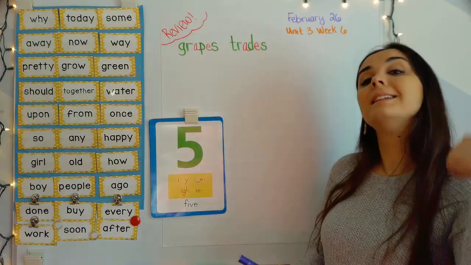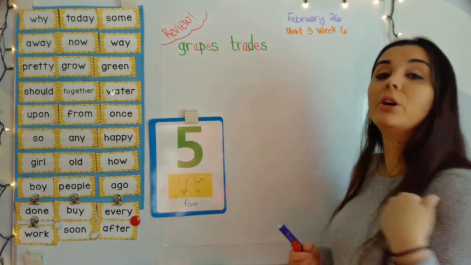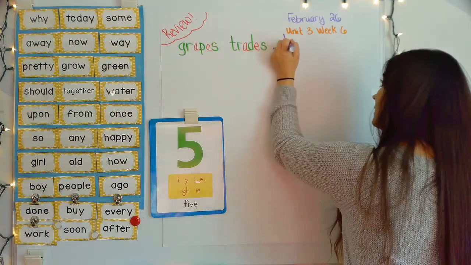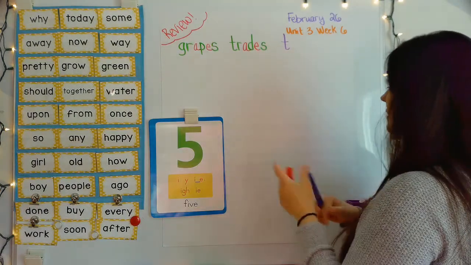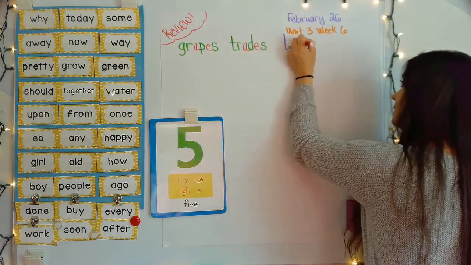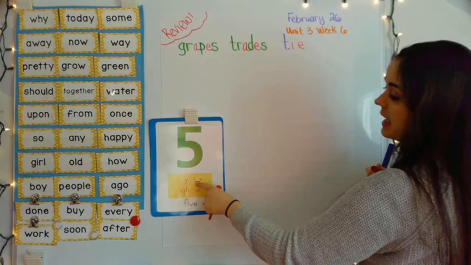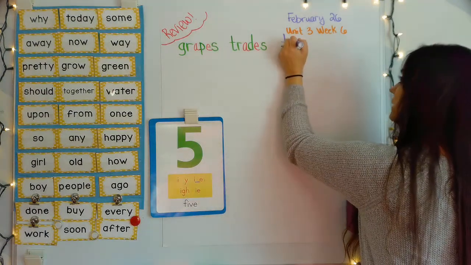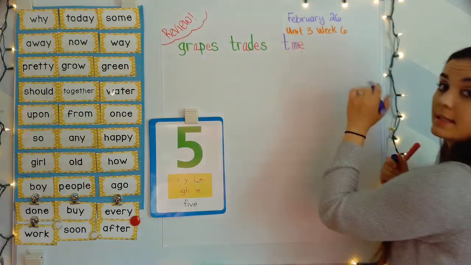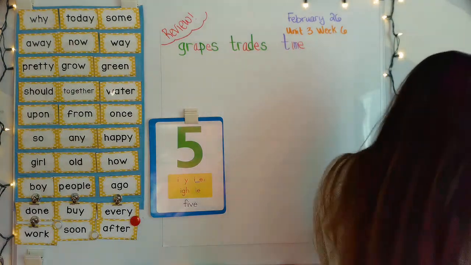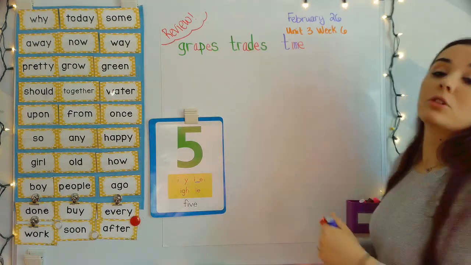Time. Your turn. T, i, time. T says ta. I blank E says i, t, i. M says m, time. Time. All right, next word.